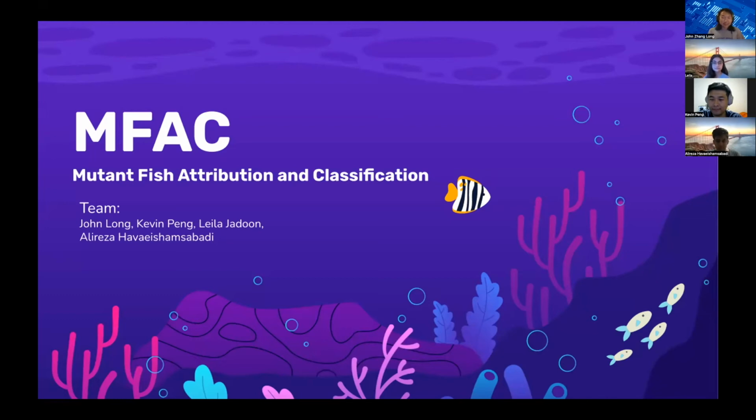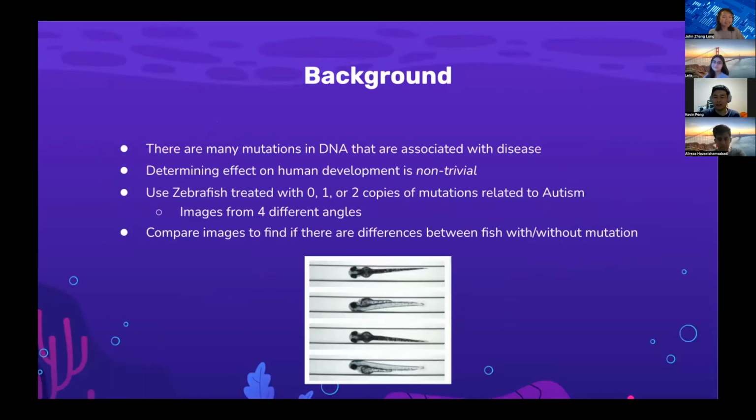Hi, we're the Exploding Gradients, or Group 13, and this is our group project, Mutant Fish Attribution and Classification. My name is John. I'm Kevin. I'm Layla. I'm Raz.